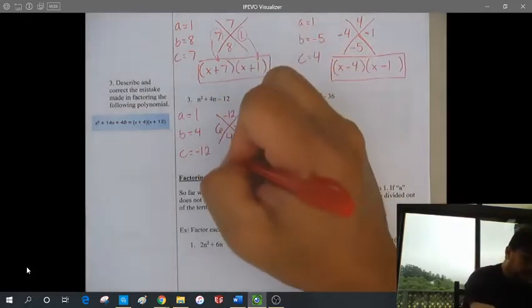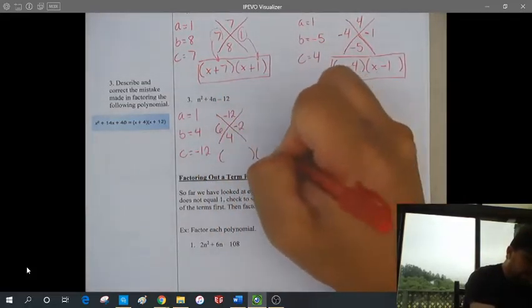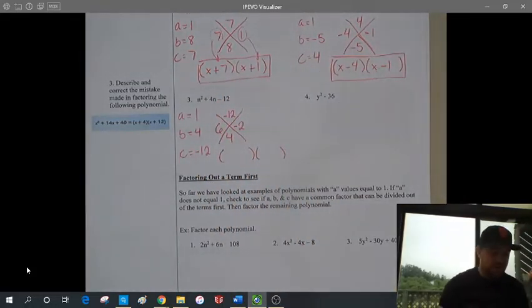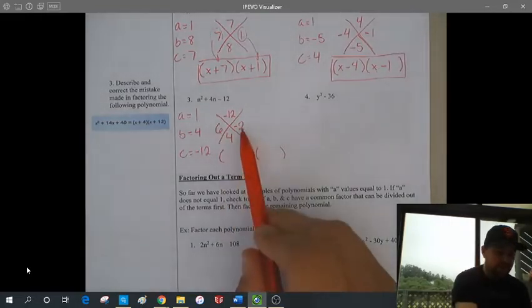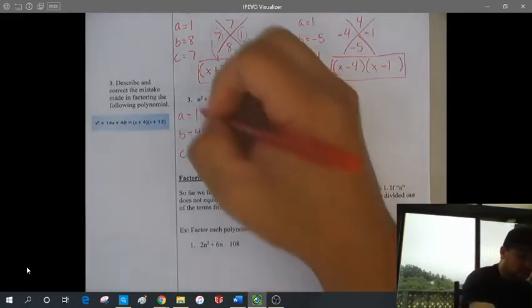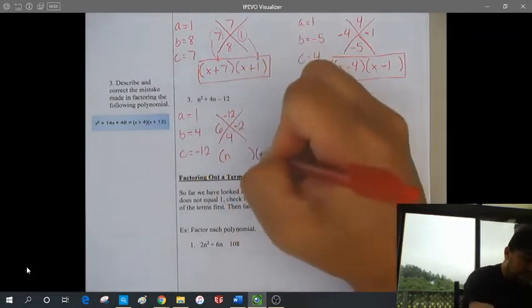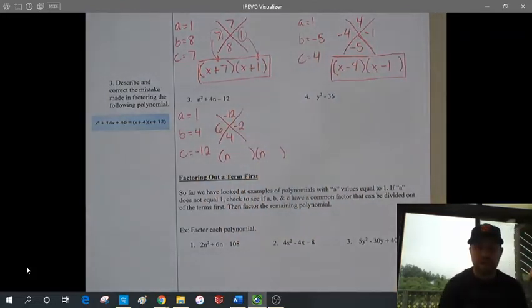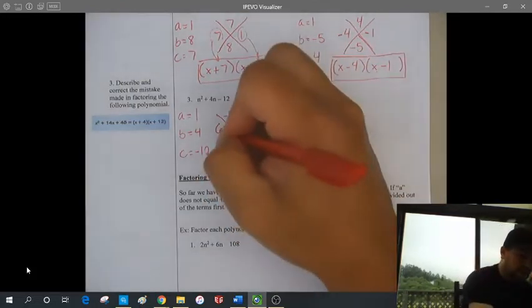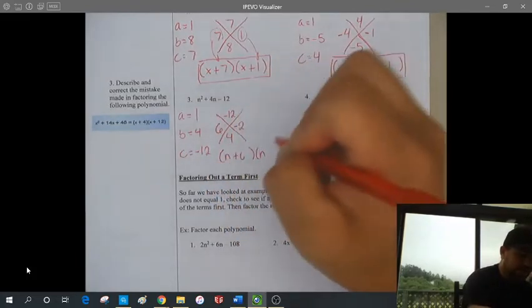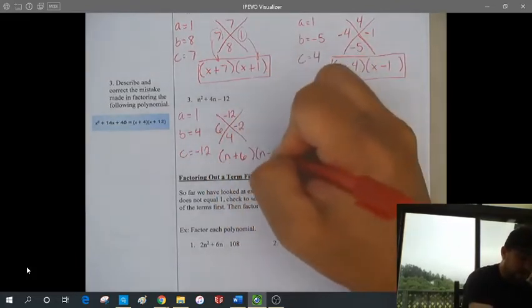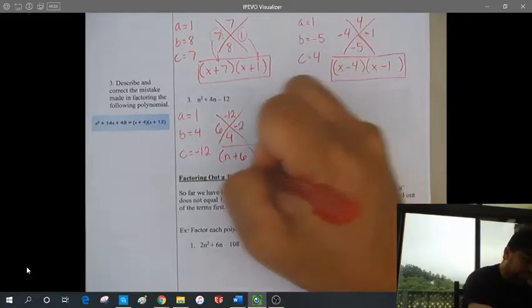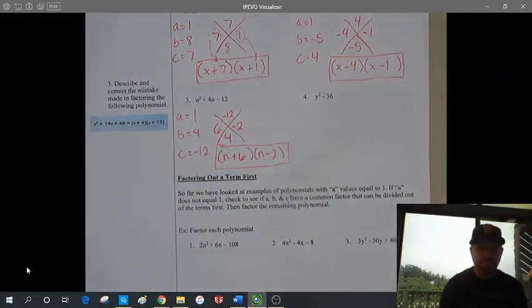Okay, so now I know my M and N that make my diamond, my left and right side. Those become my constants down here. This time the variable that was used in the trinomial was N, so I do N at the beginning of each. I need an N plus 6, and I need an N minus 2. Okay, and then one more here.